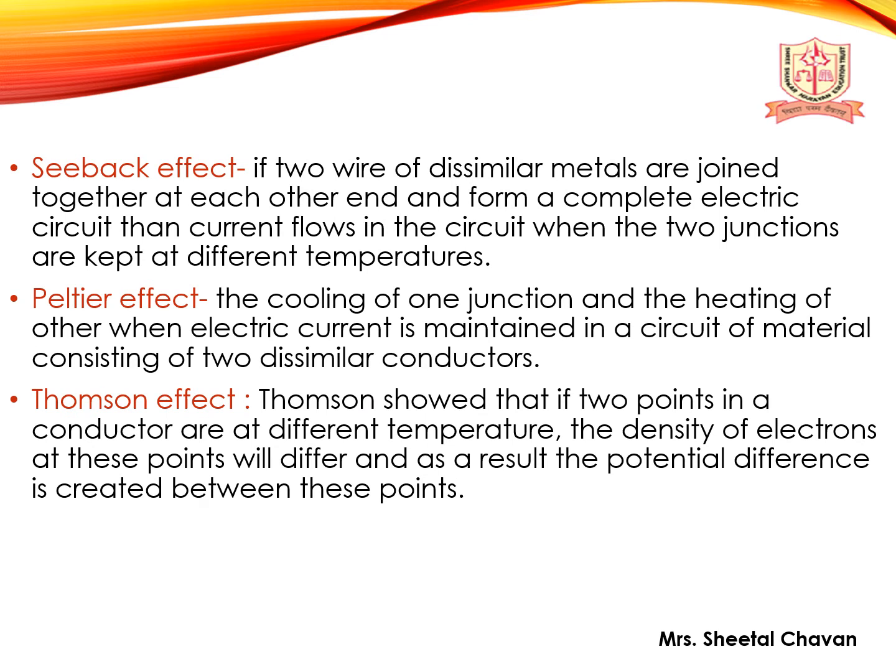Seebeck effect. If two wires of dissimilar metals are joined together at each end and form a complete electric circuit, then the current flows in the circuit when two junctions are kept at a different temperature. Then the Peltier effect. It is the cooling of one junction and the heating of other when the electric current is maintained in a circuit of material consisting of two dissimilar conductors. Then the Thomson effect. Thomson showed that if two points in a conductor are at a different temperature, the density of electrons at these points will differ, and as a result a potential difference is created between these points.